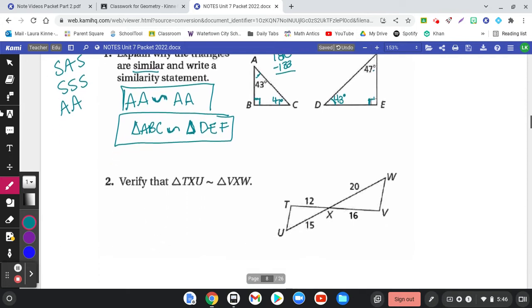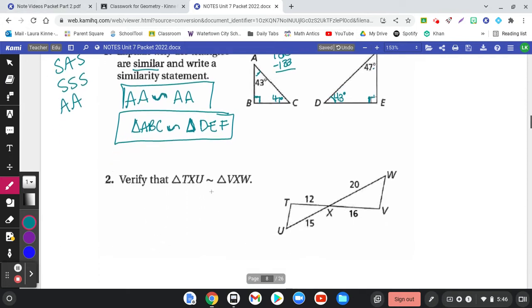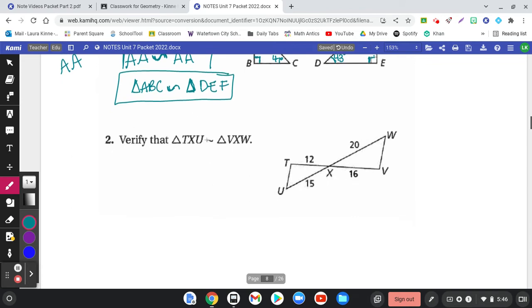All right, let's do another one that's similar. It says verify that they're similar. So it tells us what things match up. Right now I see two sides on each, so it's not angle-angle. It's not side-side-side, because we don't have the third side. What we're going for is side-angle-side. And if you notice, for side-angle-side, this angle would have to be congruent to this angle.